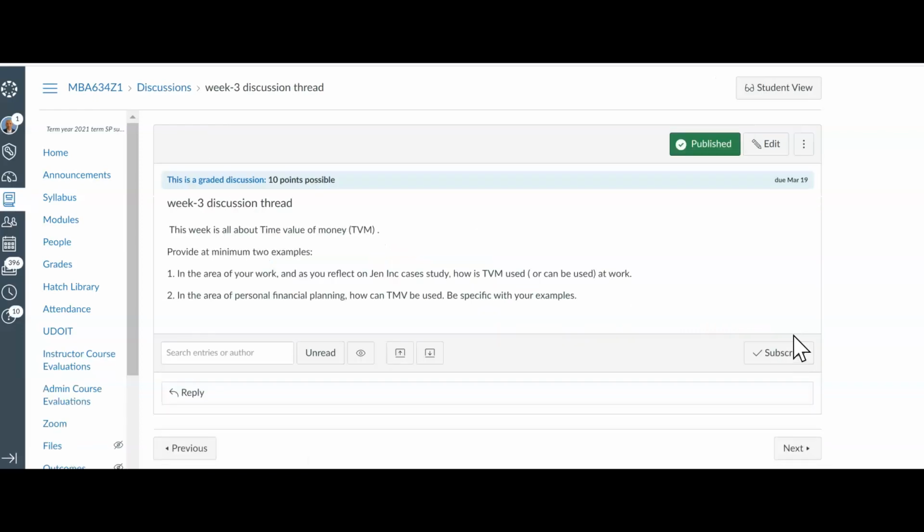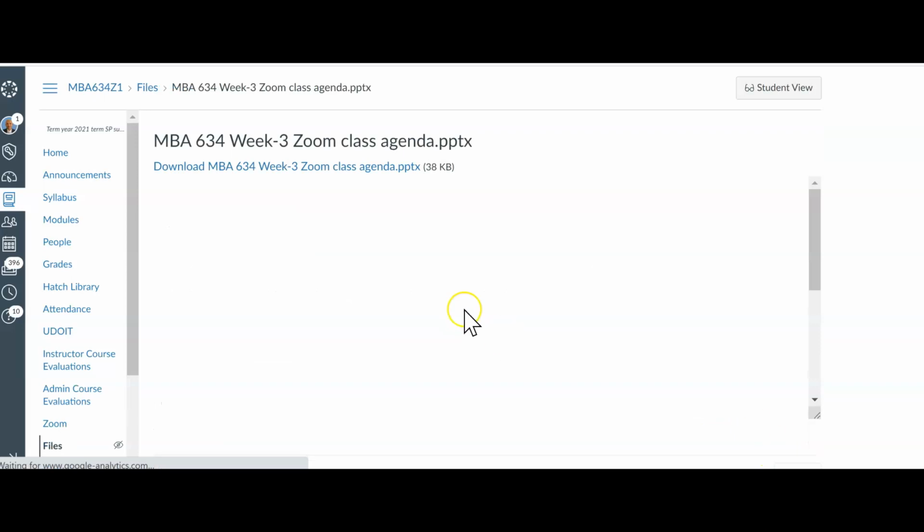As we get into the discussion thread, it is all about the time value of money. Here, what I'd like you to do is to reflect on what you're learning from the Jennings case study, but more important, how do you see applying this concept at your work, or even in personal financial planning? How would you apply that? And that's going to give you a feel for not only the formulas, but more important, what are some of the applications for these formulas.